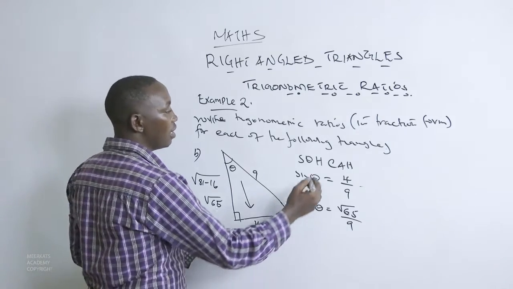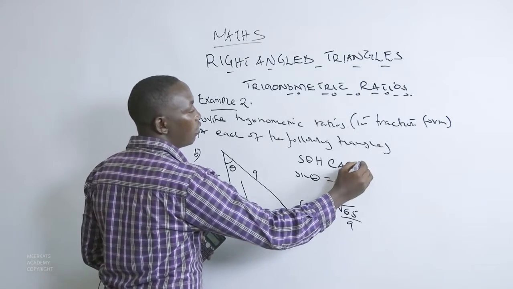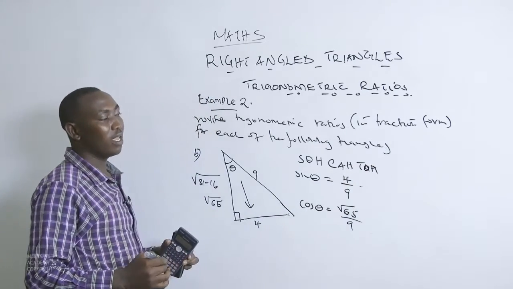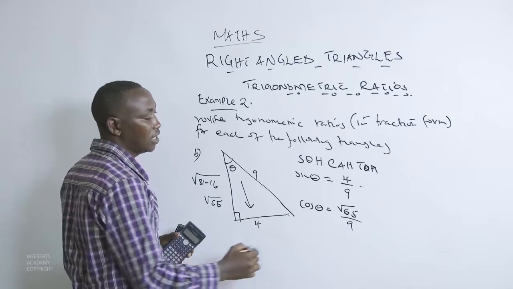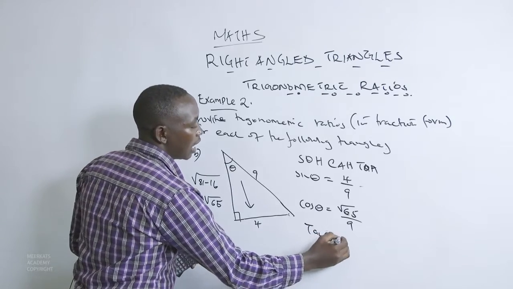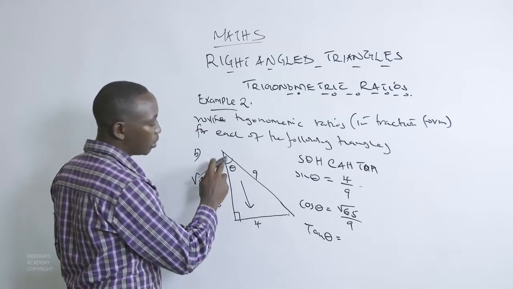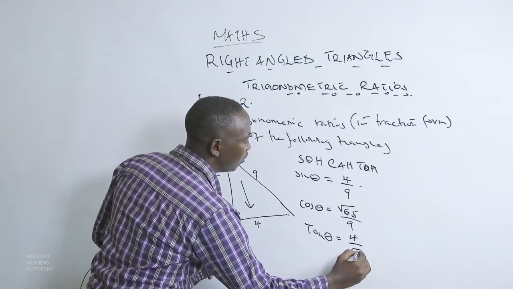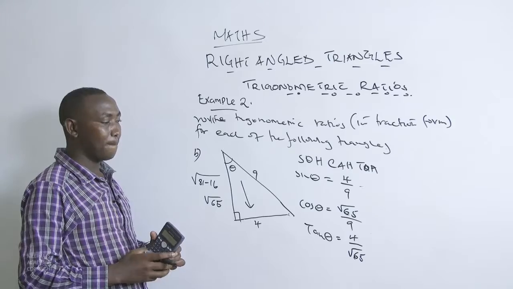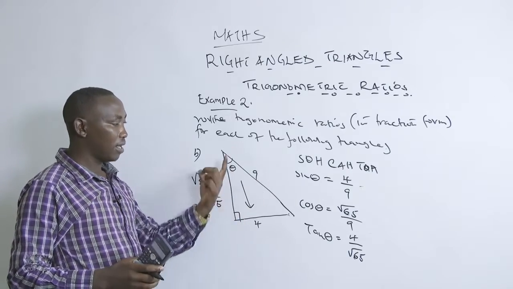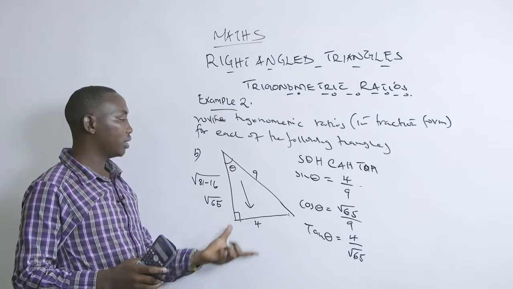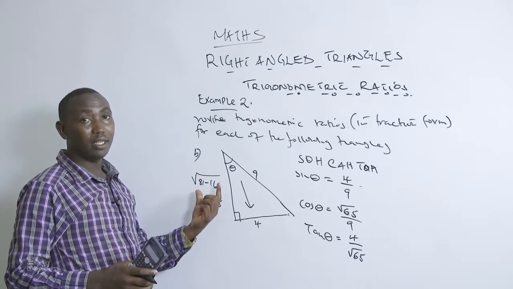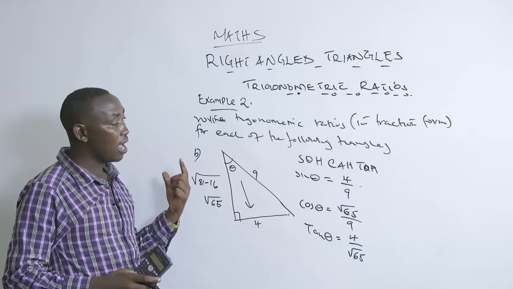And then finally, if you want to get the tan of theta, it will be given by opposite all over adjacent, and therefore tan of theta will be equal to opposite. Opposite to this angle is 4 divided by the adjacent, which is root of 65. So that is how we can obtain the three trigonometric ratios out of this particular triangle, so long as you know how to obtain the side that you have not been given.